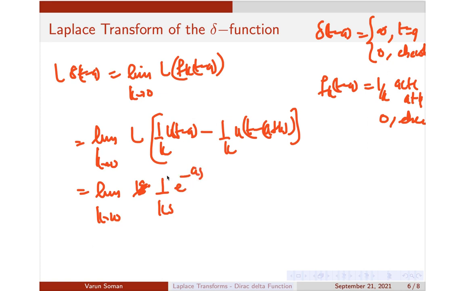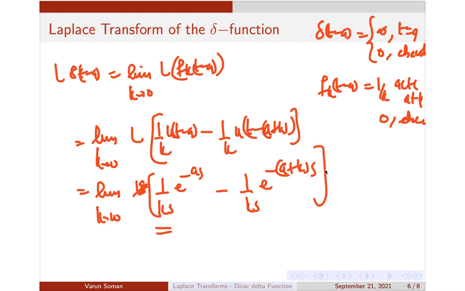This is by the second shifting theorem, where you know that the Laplace transform of f of t minus a into u of t minus a is simply e raised to minus as into F of s. So I have written this from the second shifting theorem, minus again 1 by ks into e raised to minus (a plus k) into s. So the limit as k tends to 0 of this is the value. If you want, I can simplify it further.